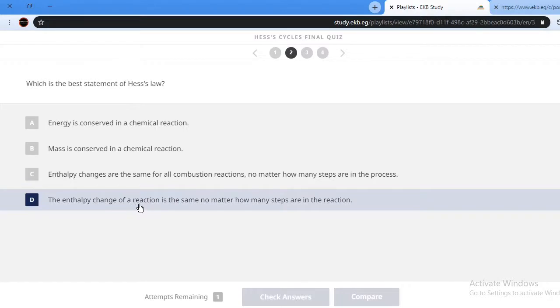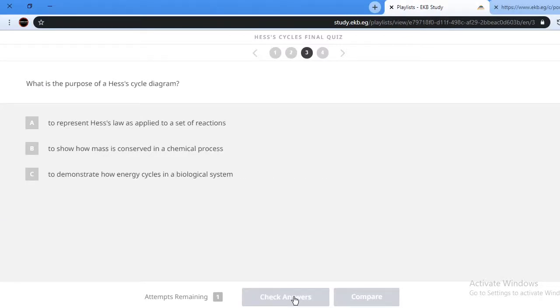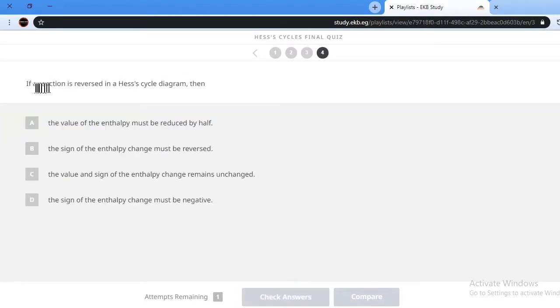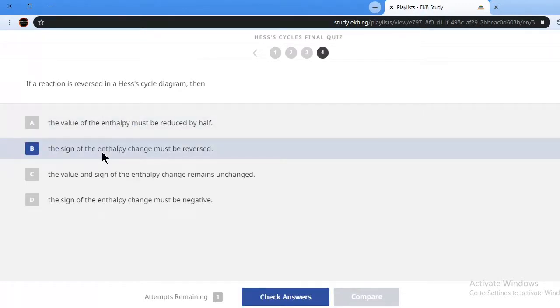The enthalpy change of a reaction is the same no matter how many steps are in the reaction. What is the purpose of a Hess cycle diagram? To represent Hess law as applied to a set of reactions. If a reaction is reversed in a Hess cycle diagram, then the sign of the enthalpy change must be reversed. Check answers. Finish.